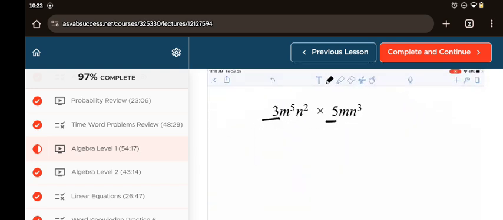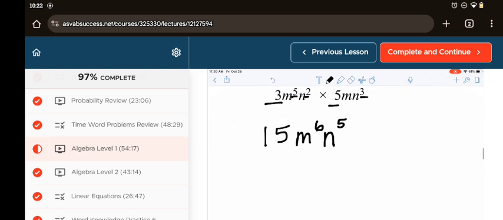Okay, so here we go. 3 times 5, 15. For M, we got a 5 and we got a 1, so it's 6. And then N, we got a 2 and we got a 3, so it's 5. Here you go. Hope you got it.